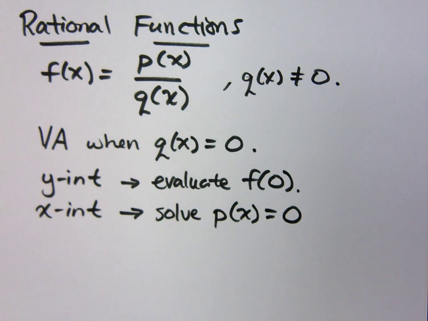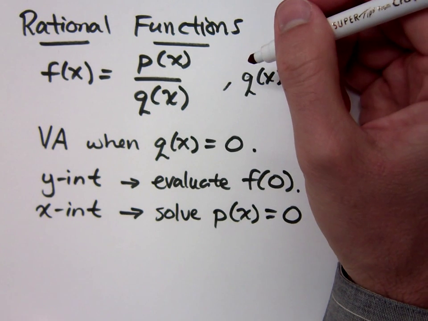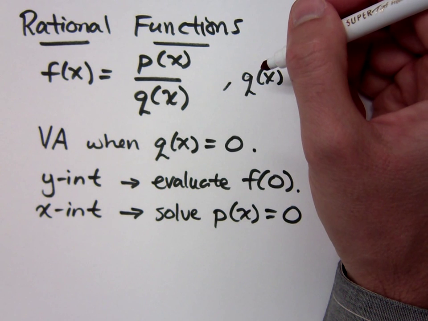And of course, when we're doing this, I guess I need to tell you this. What is VA? Vertical asymptote, not Veterans Affairs. Yeah, I know.